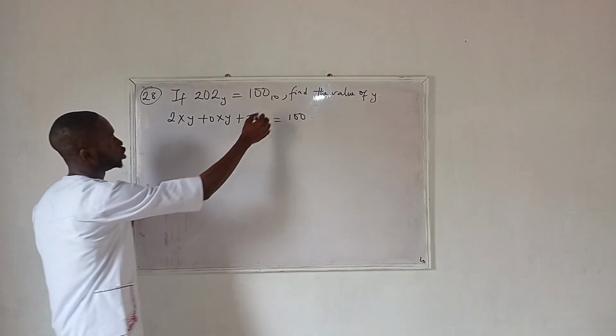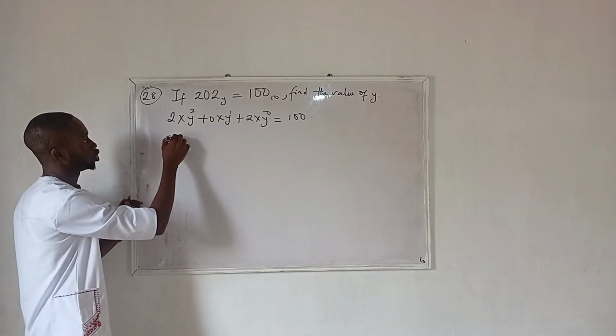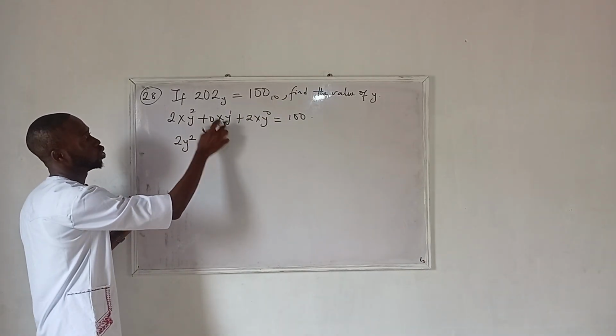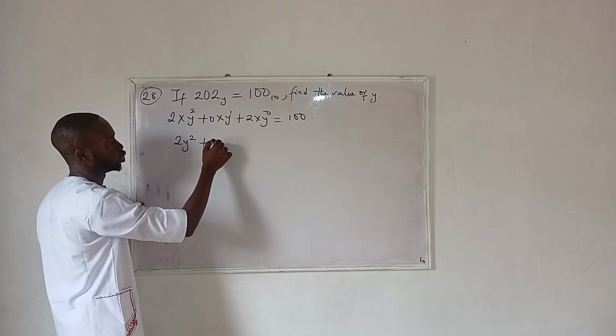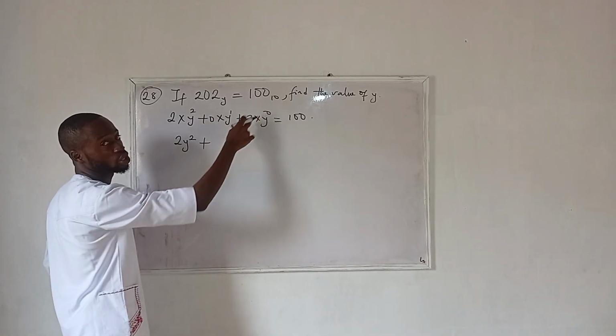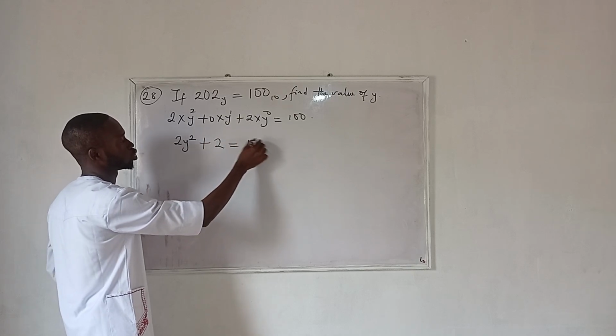So the numbers on the base, you have 0, 1, 2. So this will give us what? 2y squared plus y raised to the power of 1 is y. Then y times this particular 0 is 0, so we can throw that away. Y raised to the power 0 is 1. 1 times 2 gives us 2. 2 equals 100.